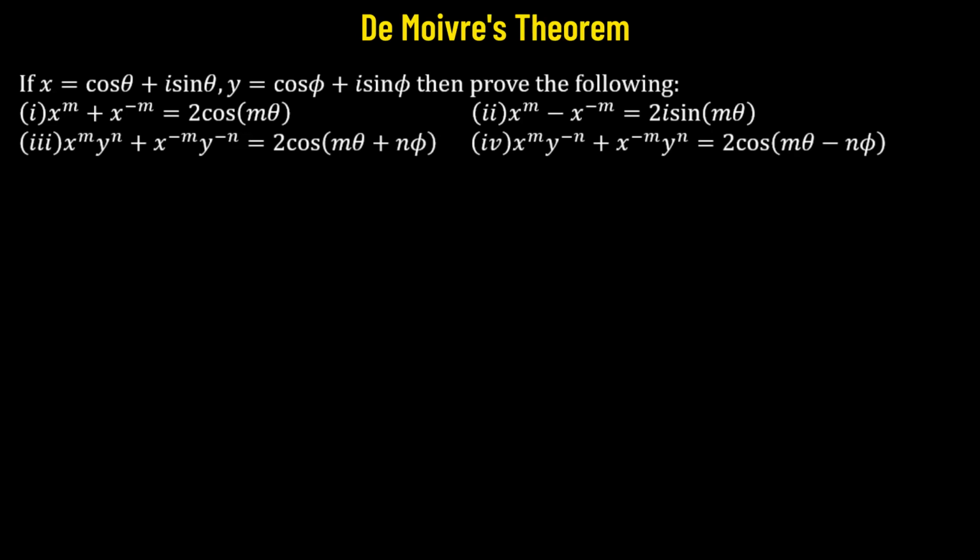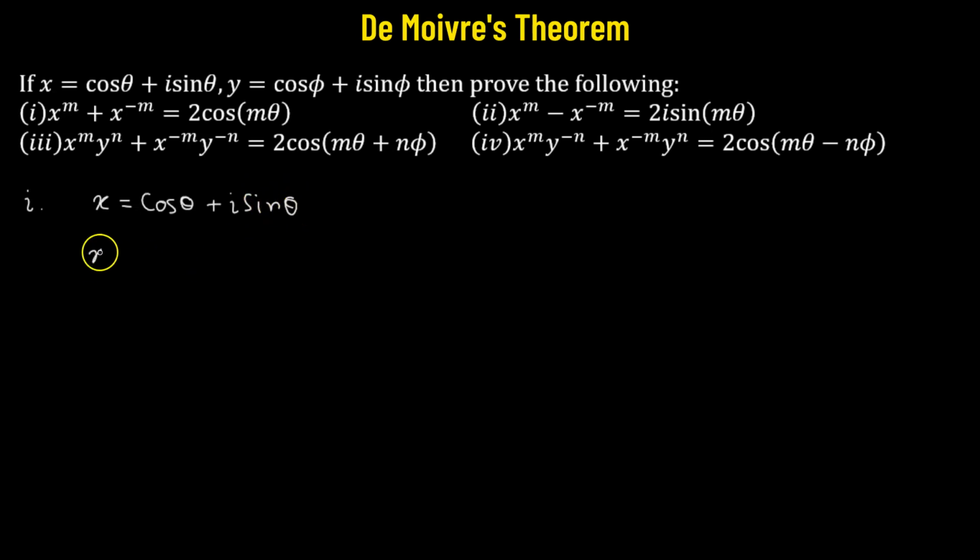So here we are given that x is cosine of theta plus i times sine theta, and y is given by cosine of phi plus i times sine of phi. Then we need to prove the following. So let's begin with number 1. In part 1, first we'll start with x equals cosine of theta plus iota times sine theta.